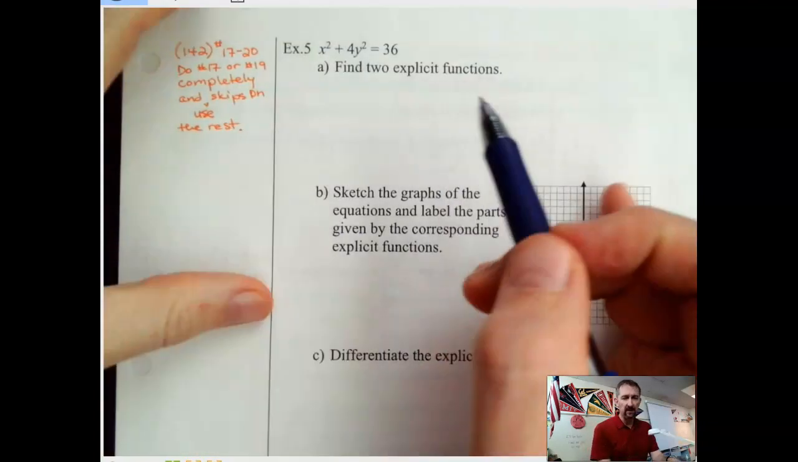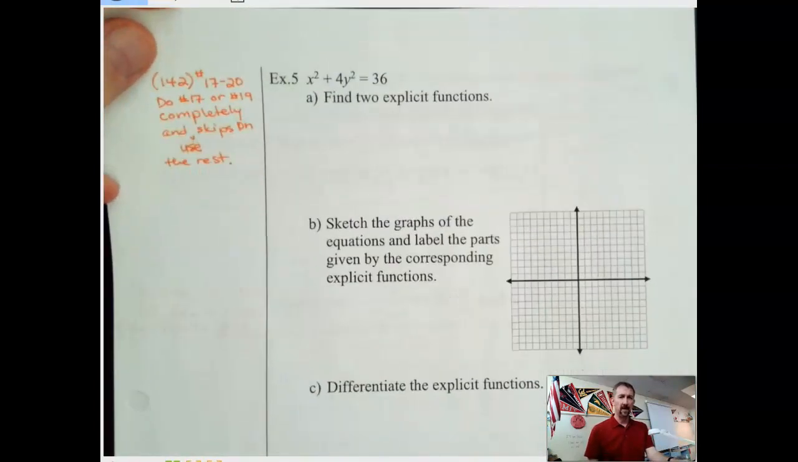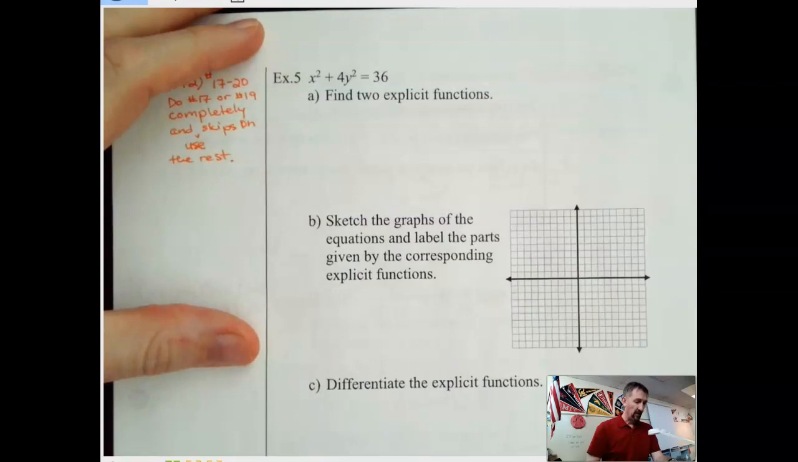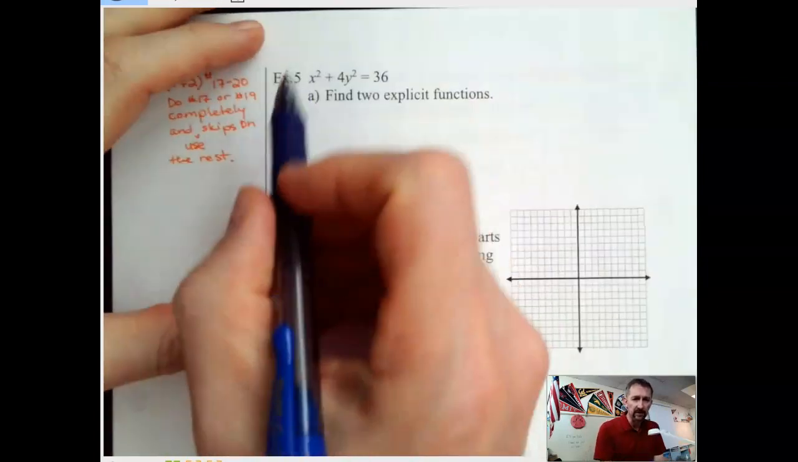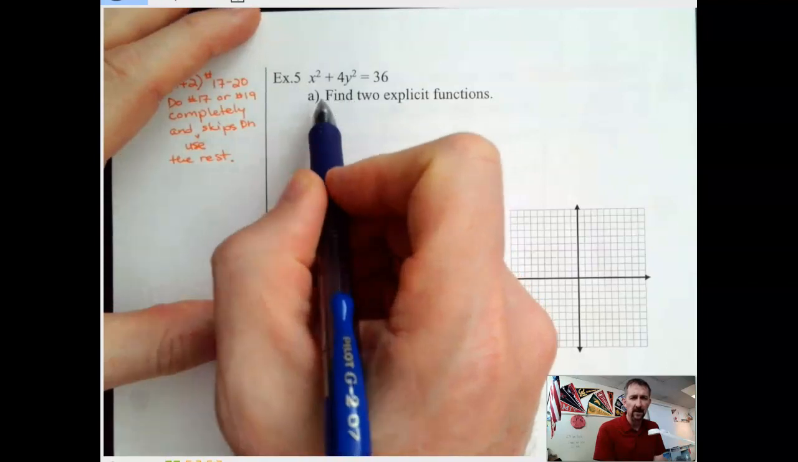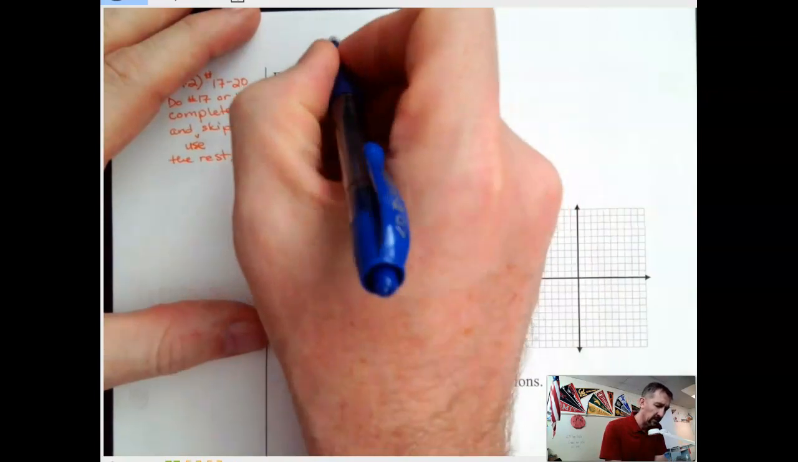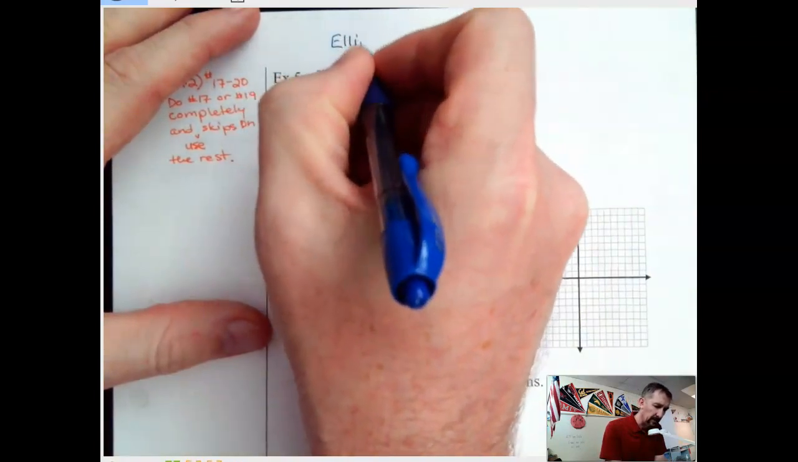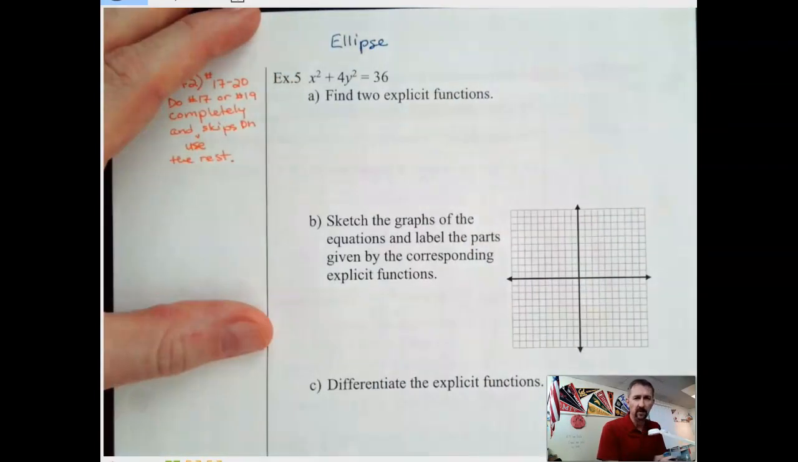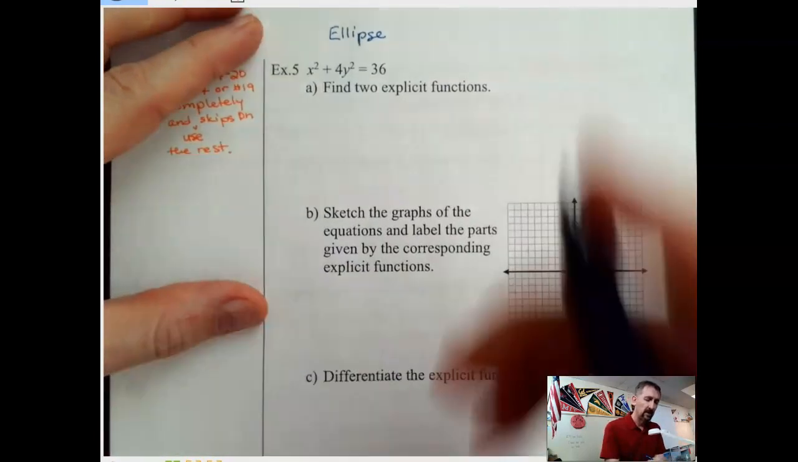What I would ask in class if you were here is, what is that? What's the graph of that? Hopefully you'd realize it's not a circle, because if it was a circle, then the number in front of both of those would be the same. It's not a hyperbola, because then we'd be subtracting here. So what we're looking for is an ellipse. I don't know if you got to your conic sections last year or not, but that's an ellipse.